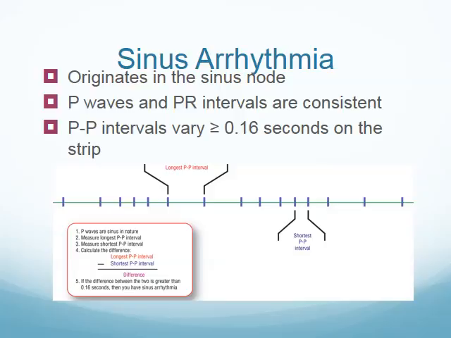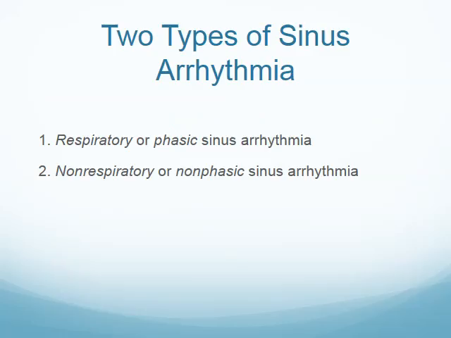I don't really like this picture; it doesn't really represent it. But what we're saying here is that these blue lines are our P waves on a rhythm strip, and the P wave is variable. It measures differently throughout the rhythm strip. And this is just a way that you can calculate whether somebody's in sinus arrhythmia or not. There are 2 types of sinus arrhythmia. One of them is respiratory sinus arrhythmia, and the other is non-respiratory or non-phasic sinus arrhythmia.